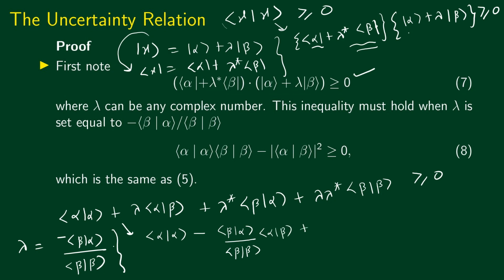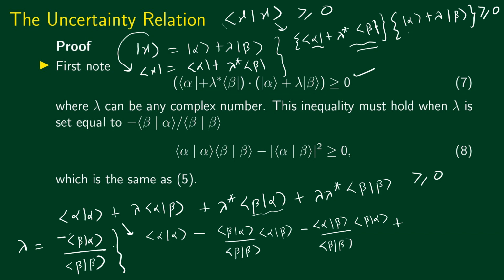The next term is lambda star. If I take the star of the numerator, the complex conjugate of bracket beta alpha is bracket alpha beta, and the minus sign remains, so this becomes minus bracket alpha beta divided by bracket beta beta. This is lambda star, and I have this term here, bracket beta alpha, plus lambda lambda star, lambda multiplied by its own complex conjugate.